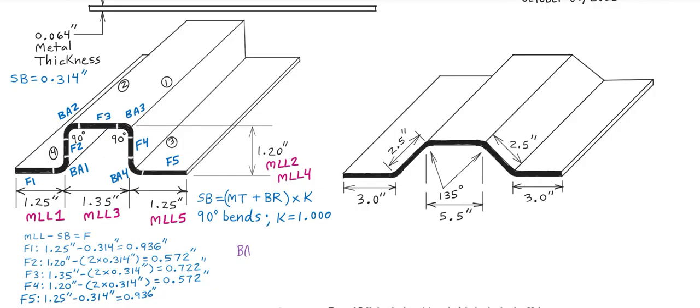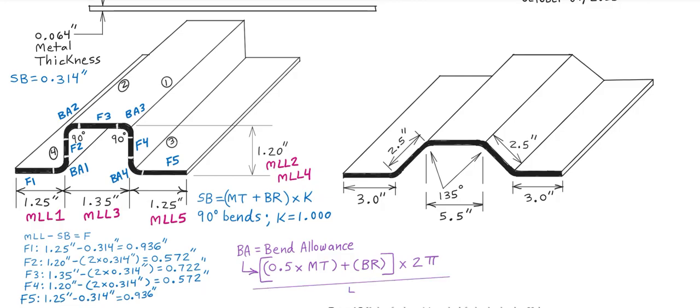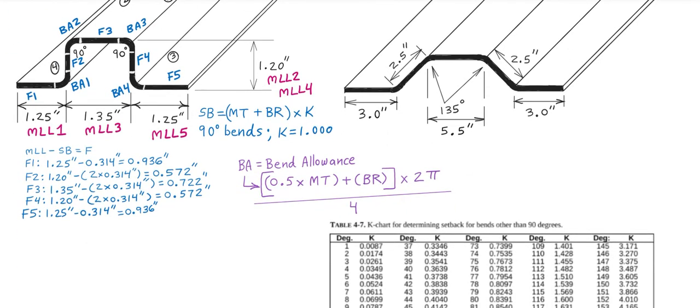Here in purple is the bend allowance equation. We would take 1/2 the metal thickness as one quantity. Then we would add this to the bend radius and then bracket the entire sum, and then multiply this times the constant of 2 pi. And then this entire value, we would divide by 4. So the easiest way to calculate this bend allowance is to break up the steps.